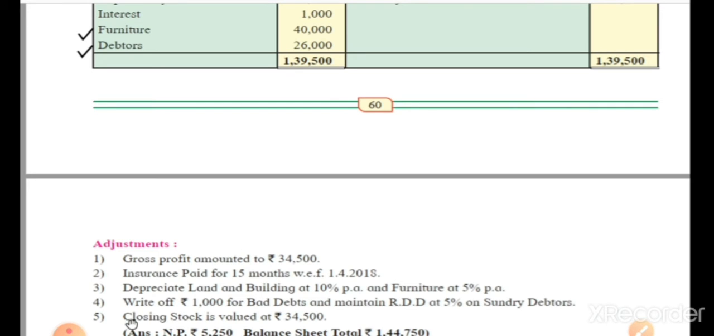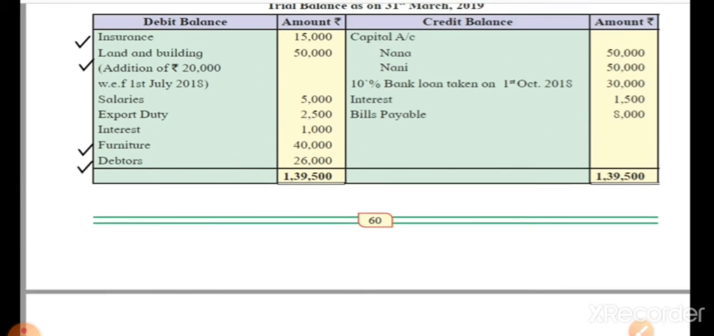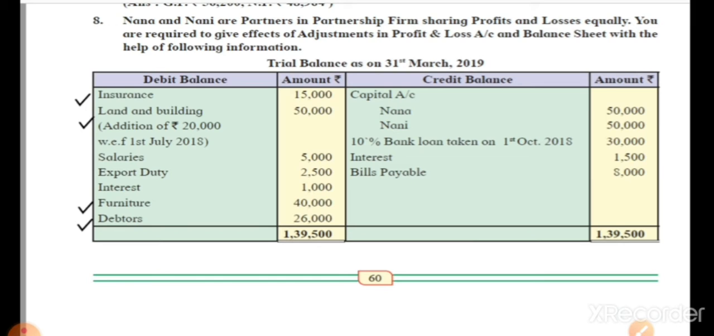Okay, now the last adjustment: the closing stock is valued at rupees 34,500. One effect we show in the balance sheet asset side, and the second effect we already know is shown in the trading account credit side. But student, in this problem we prepare only the profit and loss account and balance sheet, so we show one effect of this in the balance sheet asset side. So student, our reading is completed. Now we try to solve in the next slides the problem number 8.